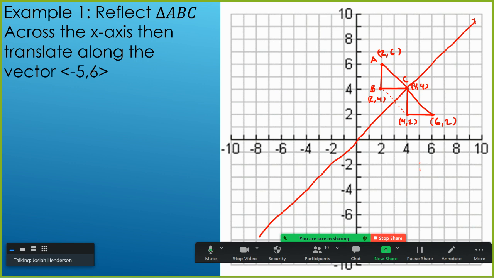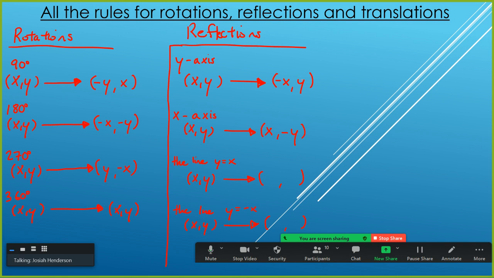So for reflecting over the line y equals x, it looks like we merely switch x and y. So the line y equals x, this is the diagonal, the positive diagonal. Xy's become y comma x. So there's that one. And the last one, y equals negative x, we swap them and they become negative. So all xy's become negative y, negative x.